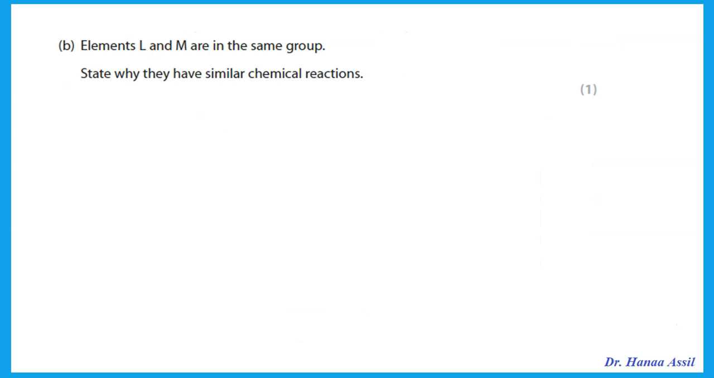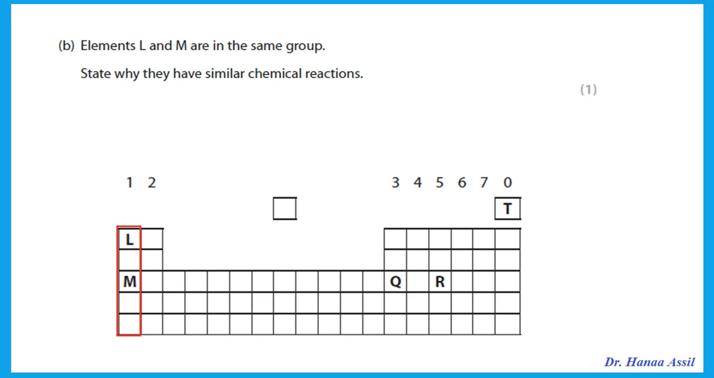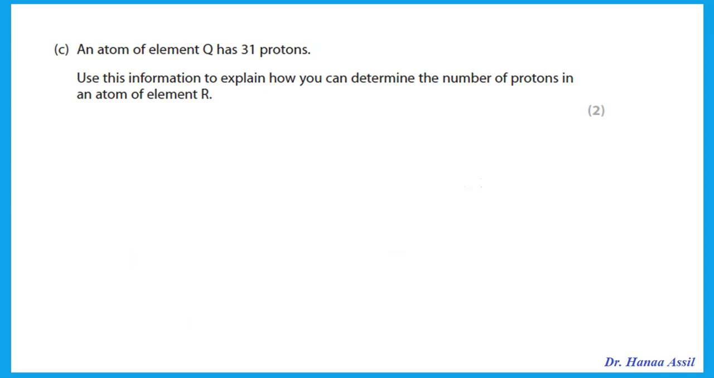Elements L and M are in the same group. Where are L and M? They are in the same group, they are in group 1. State why they have similar chemical reactions. Remember that elements in the same group have similar chemical reactions because they all have the same number of electrons in the outer shell. So anything in group 1 has 1 electron in the outermost shell. In group 2, they have 2 electrons in the outer shell, and so on.